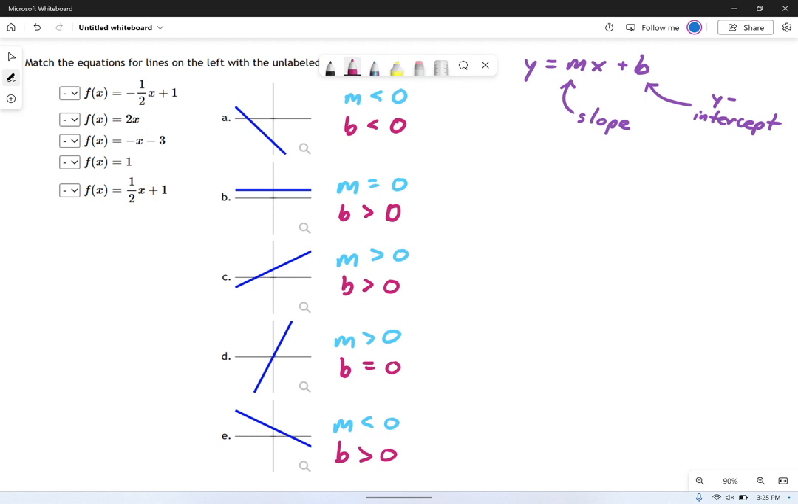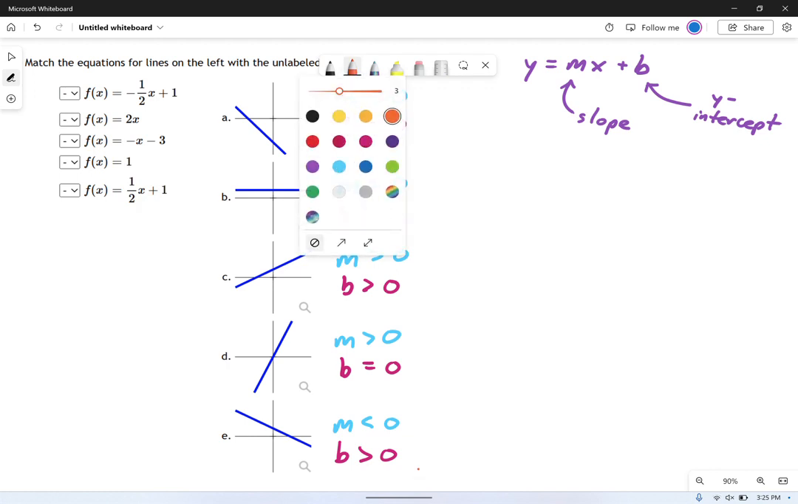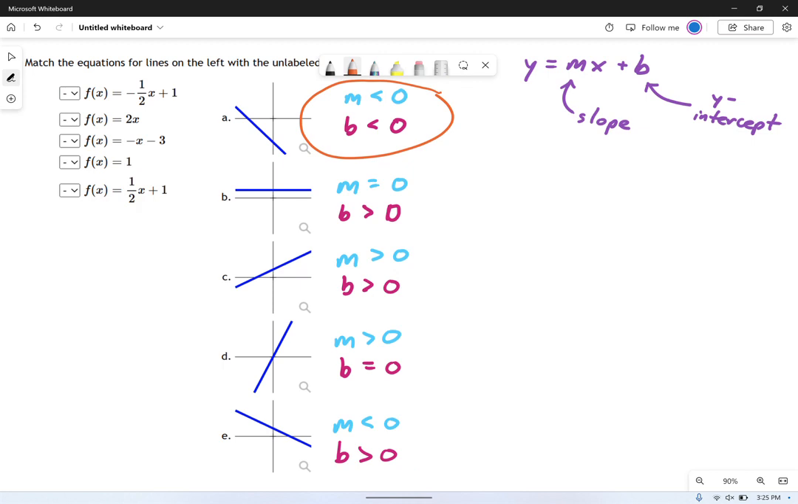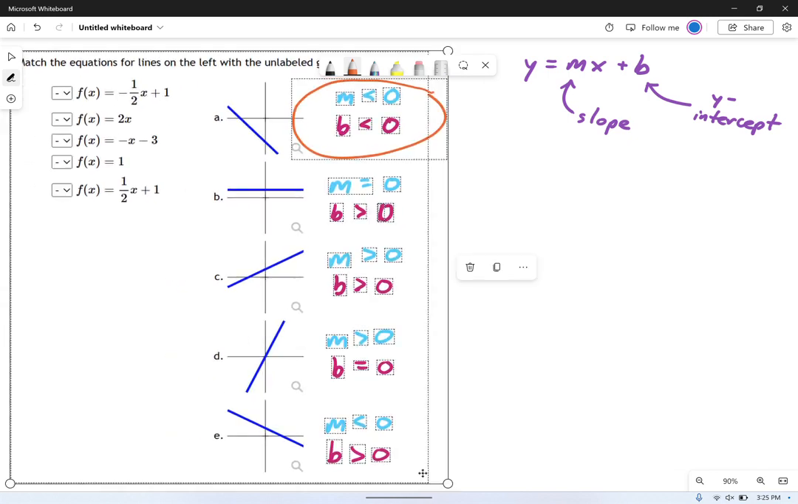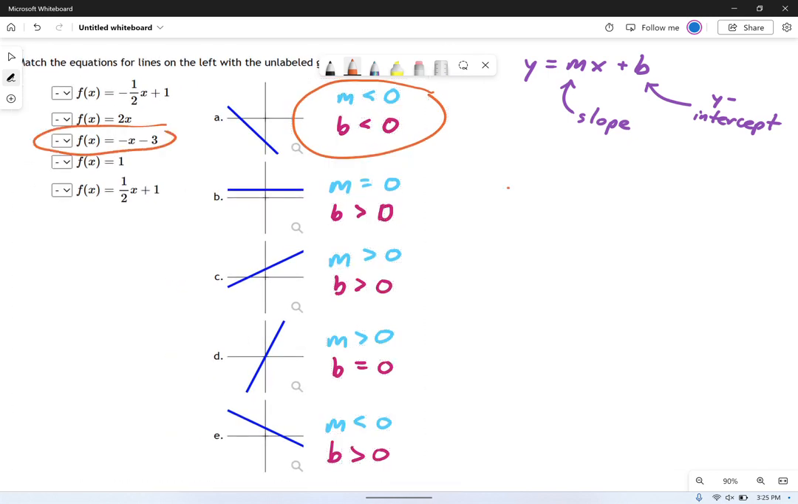When I look over this list, I see only one item here where m is less than 0 and b is less than 0. Okay, and there's only one equation where that is also true. Okay, this one right here. So that's how I'm going to match these things up. I'm going to say, okay, this looks like a right there.